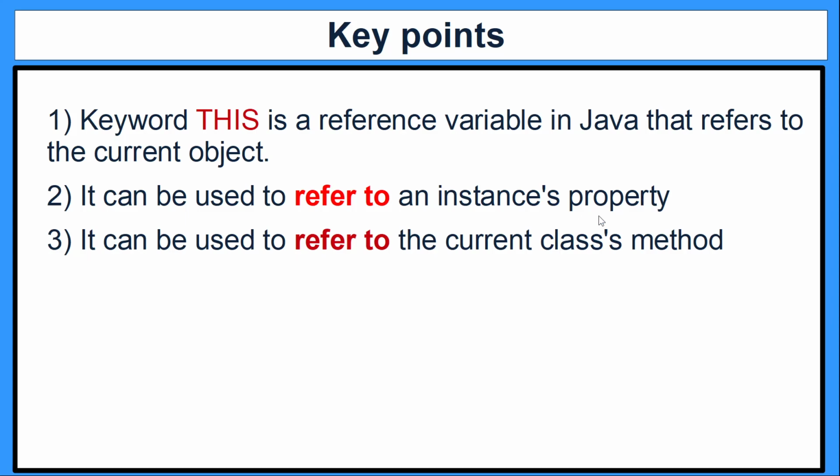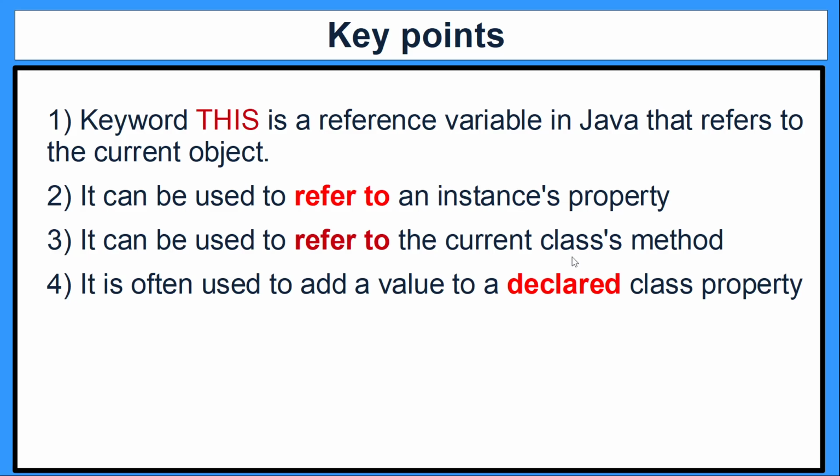Again, if you're confused with some of the words like instances, I would suggest you go back and watch that first video where I described the key words that you need to remember for the MTA exam. In addition, it's often used to add a value to a declared class property. Now, declared is another keyword that you'll need to get used to because it might come up in the MTA exams. So what I'm going to be doing now is throwing some questions at you to try and cement the knowledge and allow you to see what it will look like in Java.